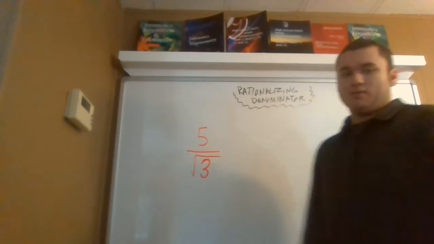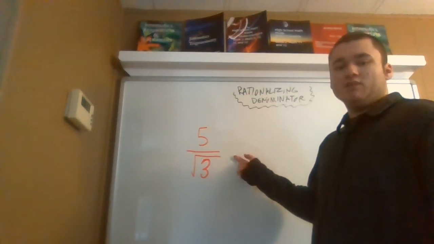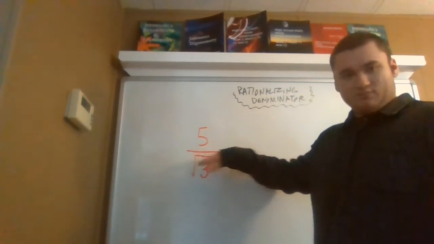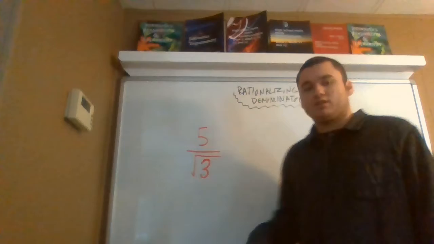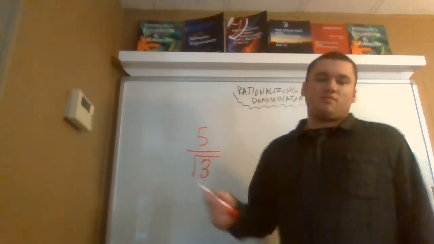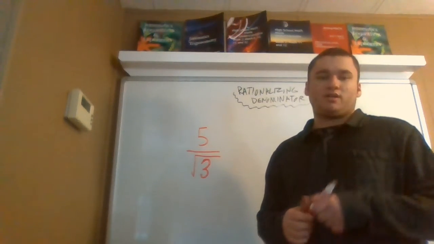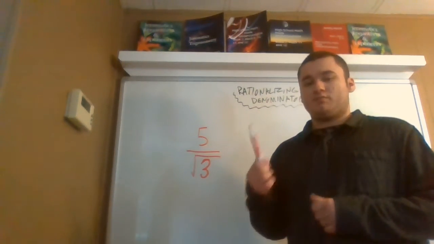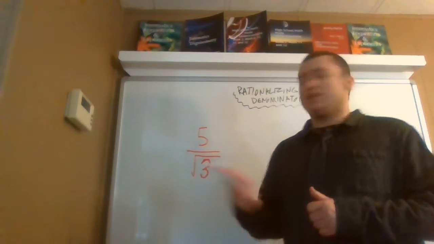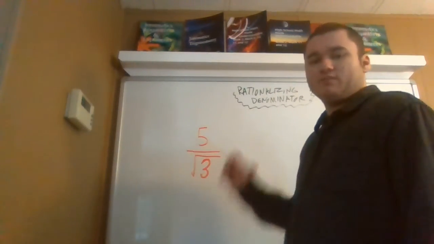To rationalize a denominator, you look at the denominator with the radical and multiply the denominator and the numerator by the denominator to eliminate the radical. The reason this works is that a number multiplied by itself is squared, and if you square root something squared, the radical gets eliminated and you're left with just the number itself. So in this example, we've got 5 divided by square root 3.